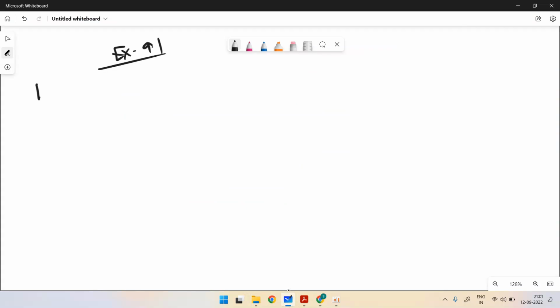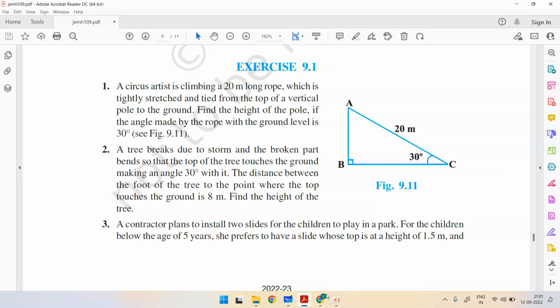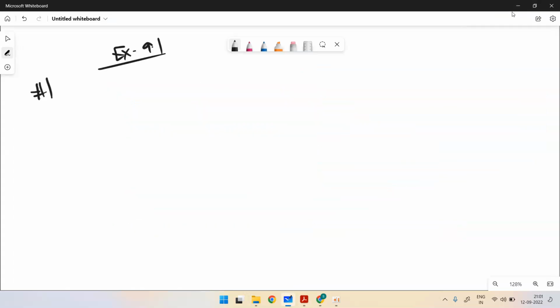Question number 1. What does question number 1 say? An artist is climbing a 20-meter rope, which is stretched and tied from the top of a vertical pole to the ground. Find the height of the pole if the angle made by the rope with the ground is 30 degrees. See the figure. They have already made the figure, so you don't even need to apply your brain.